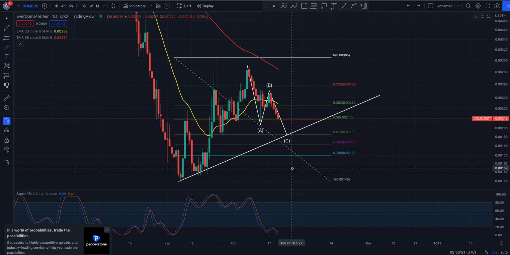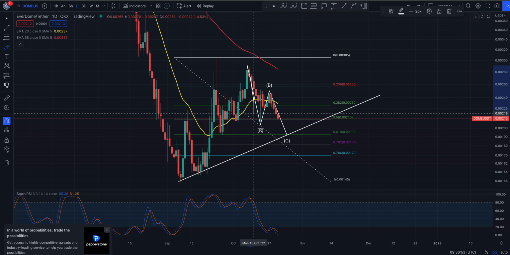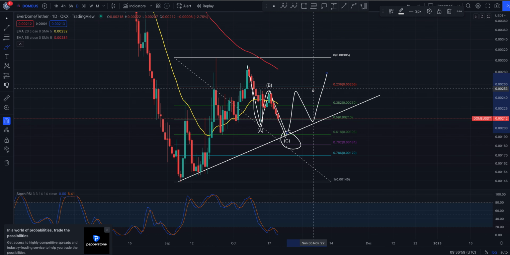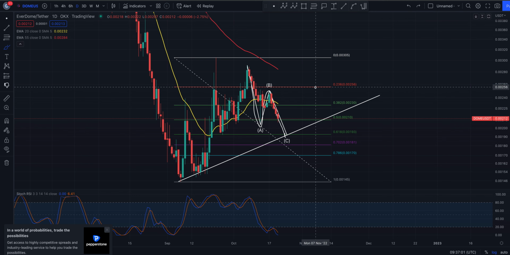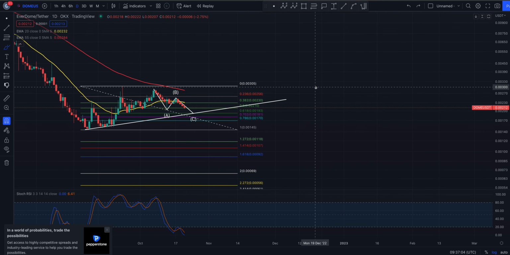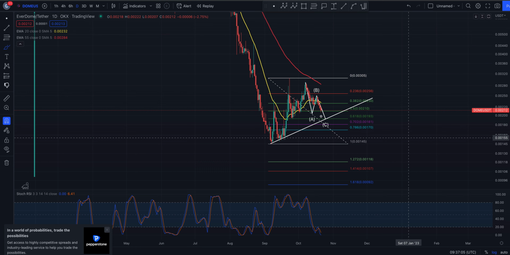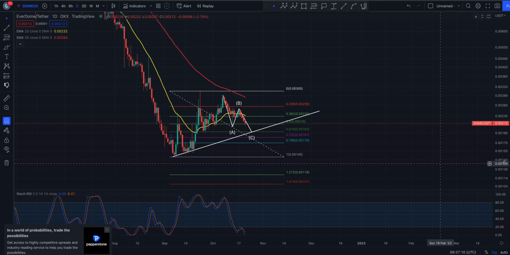I'm trying to show you the data that's in the charts right now. Potentially you are in this A, B, and right now we're going through this long drawn out C wave, looking for a higher level of support to get our continuation back up to resistance. And as I said, many projects have already done so within the space, and Dome is just a bit lackluster and lagging behind at the moment.